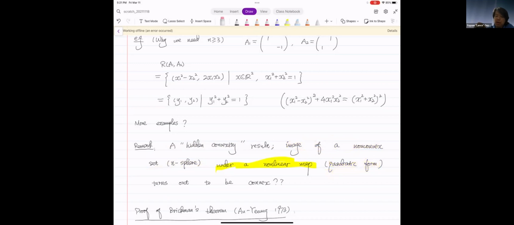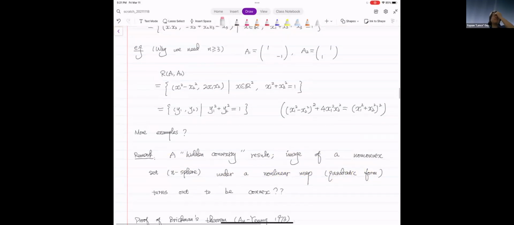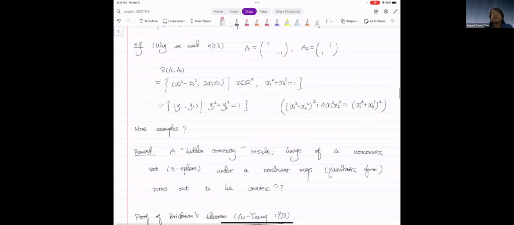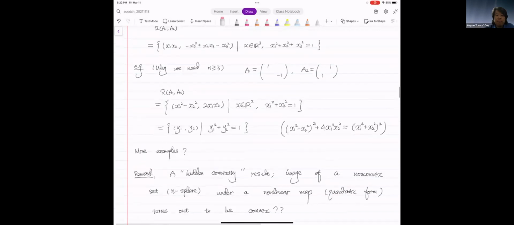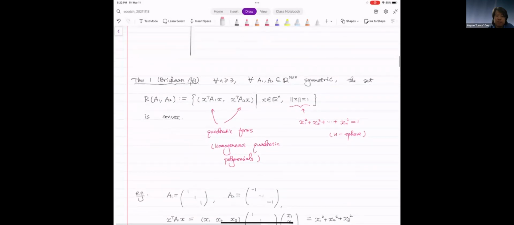At this point, it seems that there is no obvious reason why this is true. But the goal of my talk today is to introduce an elementary proof of this theorem that was done by Ouyang in 1973. Before I move forward, I want to let you know that in this statement, I need to make an assumption that n is greater than or equal to 3. So this sphere has to be at least dimension 3.